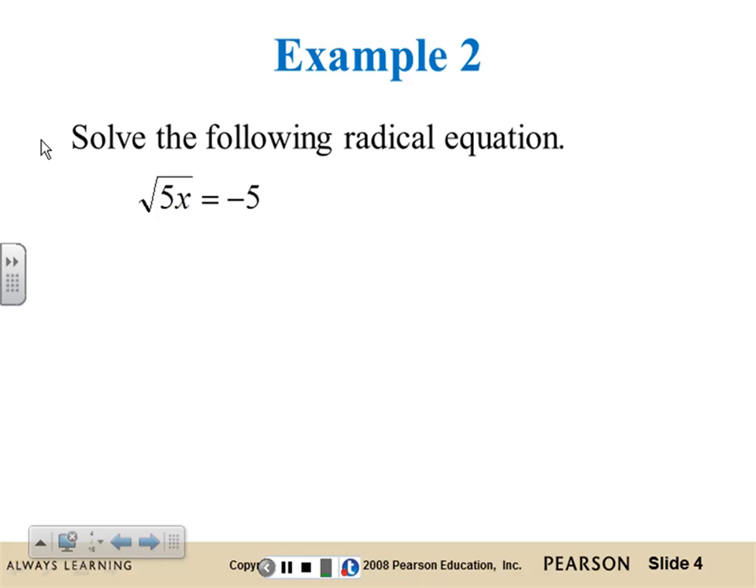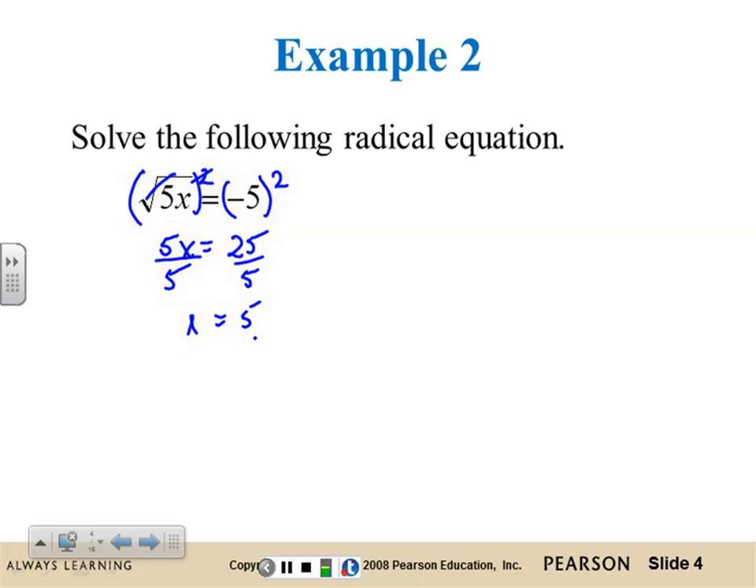Okay, so let's try this one. Solve the following radical equation. We're going to square both sides. And so the square is going to cancel out the radical, the square root. So you have 5x is equal to negative 5 times negative 5, which is 25. Divide both sides by 5, and we're going to get x is equal to 5. And again, when we plug that back in here, 5 times 5 is 25, and the square root of 25 is 5. But we have to talk about different types of when you take the square root of a number.